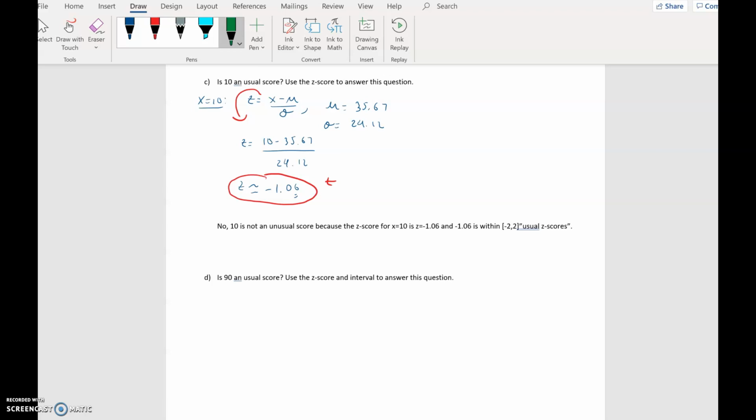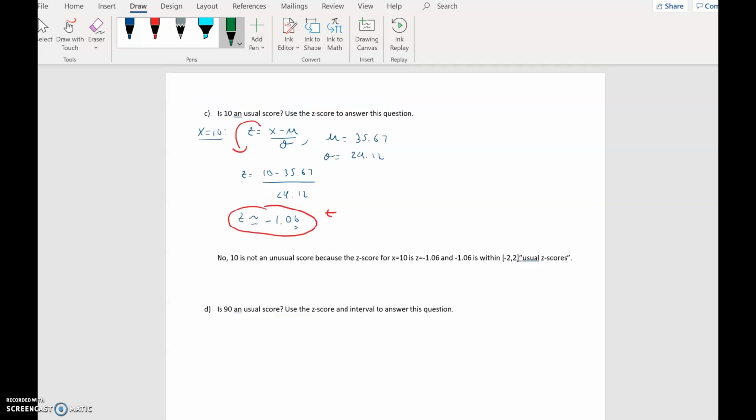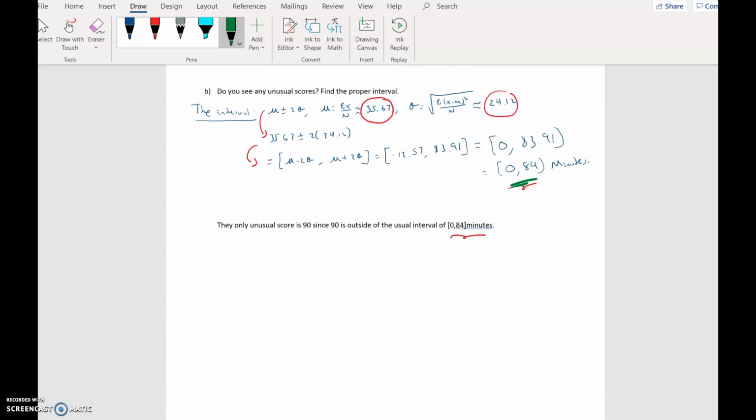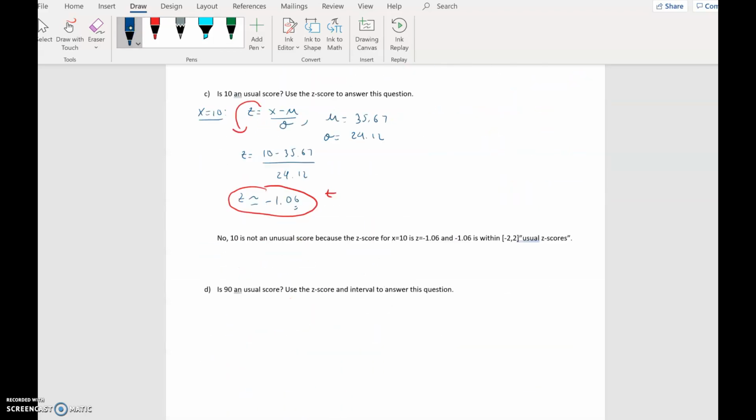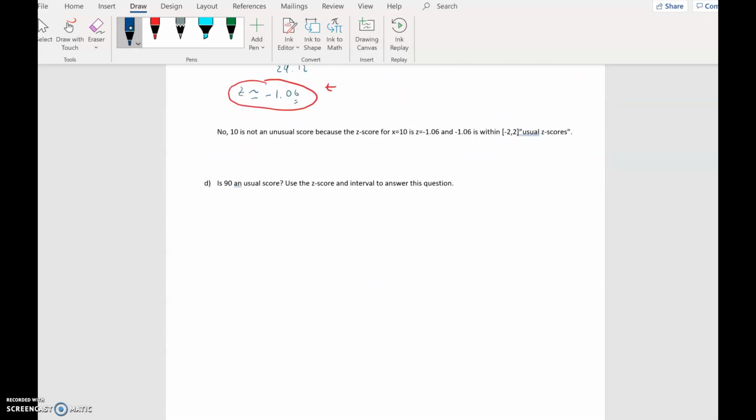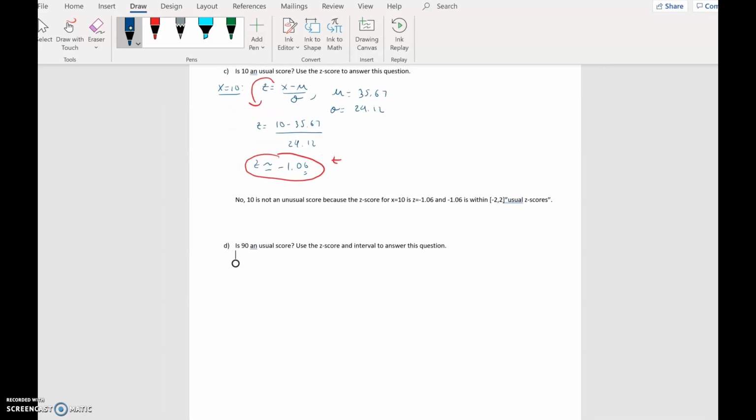Hi class, let's do the last portion. Now we already calculated that 90 was actually unusual because it was outside of the usual interval. And what we're going to do here on the last portion is basically do a second check, and this will be by calculating the z-score.